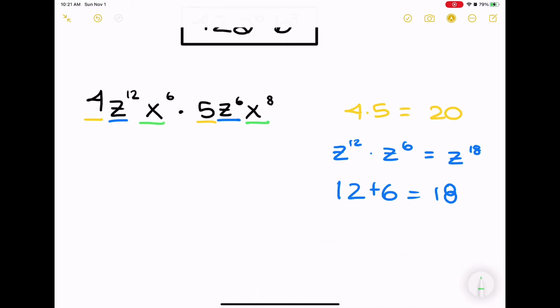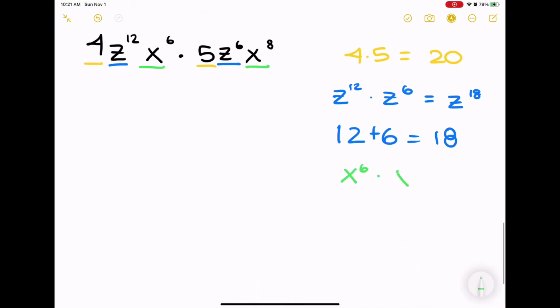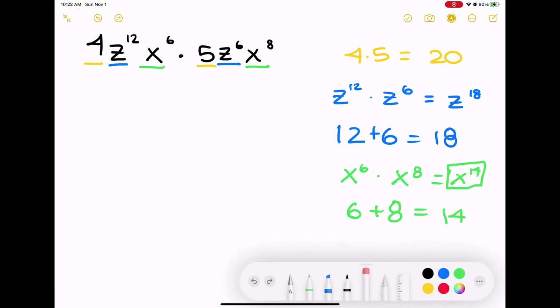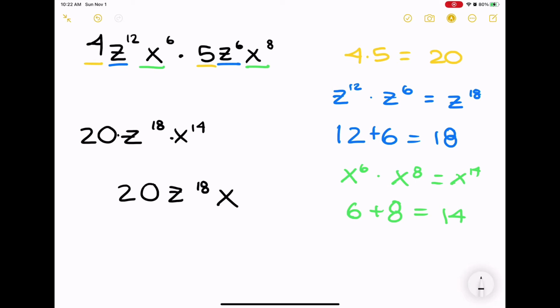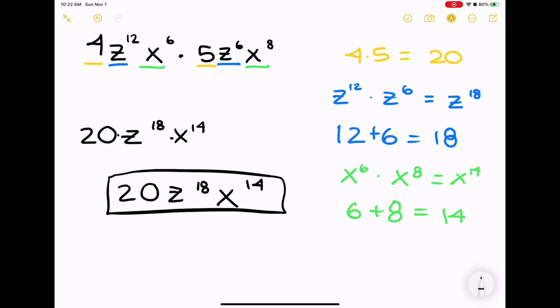And lastly, let's take the x variable, x to the 6th times x to the 8th, and 6 plus 8 is equal to 14. So in this case, we know that it is x to the 14th. And if we put all of our parts together, we get 20 times z to the 18th power times x to the 14th power, and that's 20z to the 18th times x to the 14th.